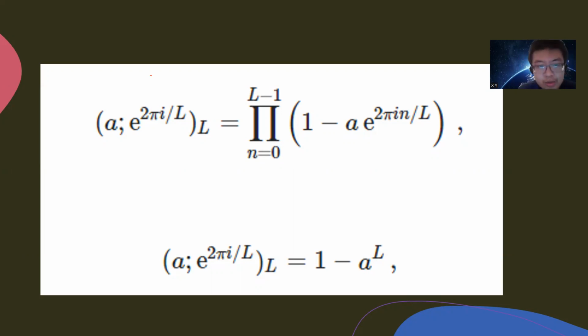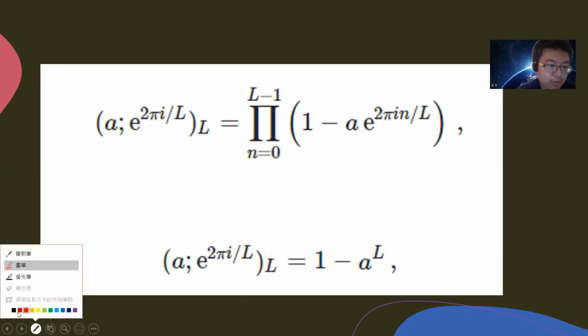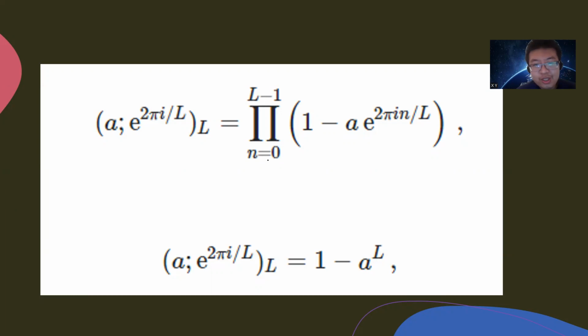Today I just saw this interesting problem, the so-called equality in a Pochhammer symbol. Maybe some high school problem, some trigonometric test will ask this kind of question. Basically, you ask what is the product from n equals 1 to L minus 1 of 1 minus a times the exponential of 2 pi i n divided by L. The answer will be 1 minus a to the L. So this is our goal to prove. Let me just write it down.